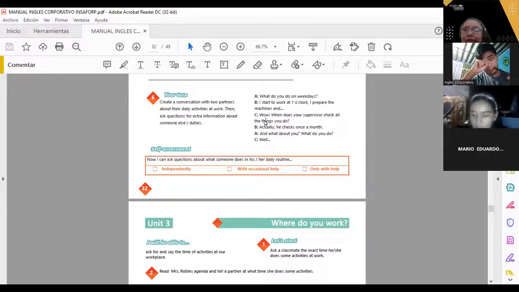Puede escribir dos actividades laborales que realiza. Por ejemplo, I start work at 1 o'clock. I prepare the... Y dice otra actividad más. Acá en la letra B está diciendo tres actividades. Wow, when does your supervisor check all the things you do? Le dice la letra C. Luego, actually, he checks once a month. Y luego la letra A pregunta, and what about you? What do you do? Y luego contesta la letra C. Pero ¿quién no ha dicho sus actividades? La letra A. Entonces le pregunta a quién encarne el personaje de la letra A, y puede decirle el nombre a la persona, ¿sí?